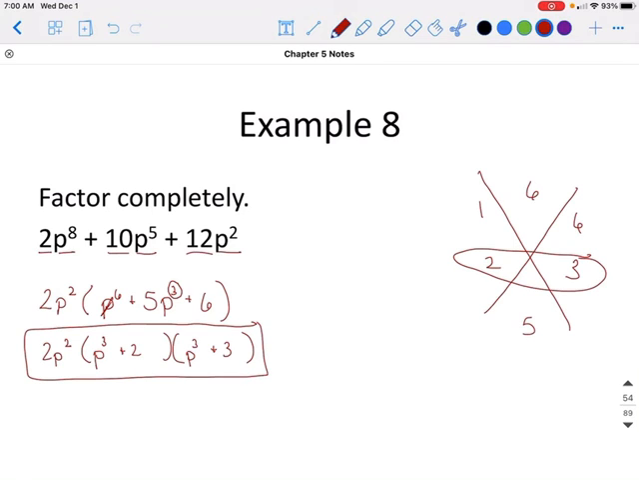But if instead it would have been p cubed plus 8, you can take the cube root of 8, so we would have had to continue factoring that problem.